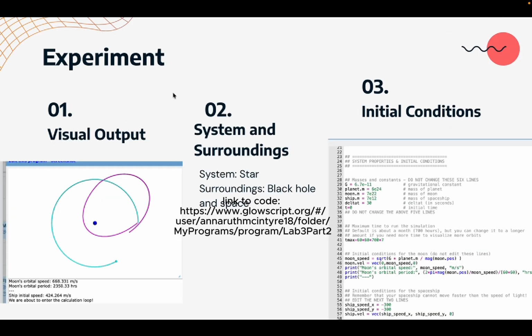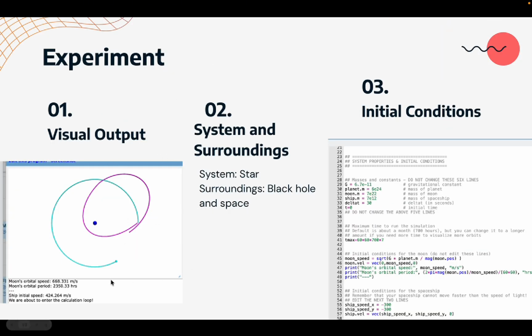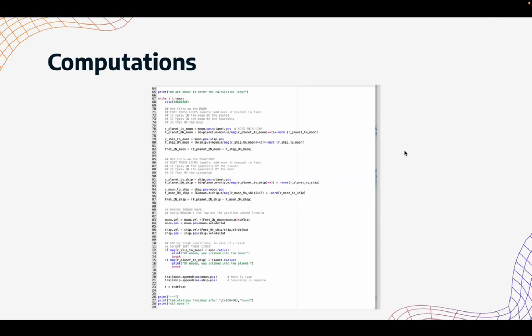And this was part 2. We got the experiment. This is what it looked like for mine. System was the star, surroundings black hole in space. Initial conditions was this right here. The time we had to modify to make faster, so we multiply by 7. And then we manipulated the speeds to make sure they didn't crash. This has more computations to find the different gravitational forces of ship to moon, planet to ship, and this would make sure that we didn't crash into the moon.